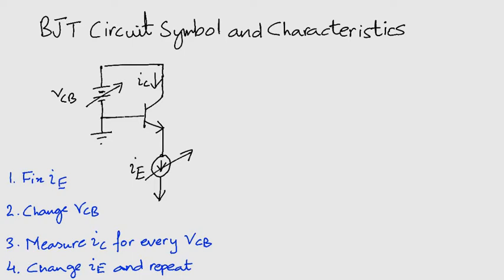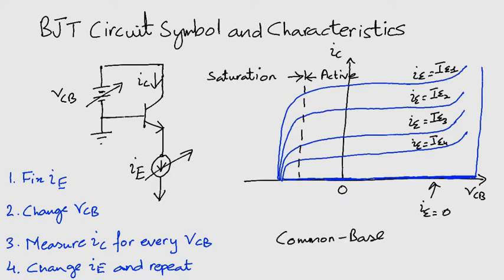Notice that in this configuration, the base is forced to be at 0 voltage and it is the common terminal between the output at the collector terminal and the input at the emitter terminal. We are going to get a graph like this. Now the collector current and the emitter current are related by this equation, IC equals alpha IE. This is true for every value of IE.